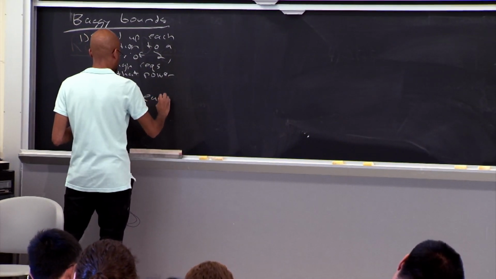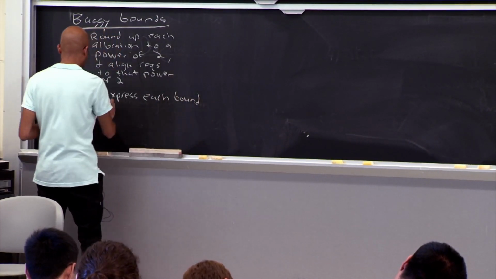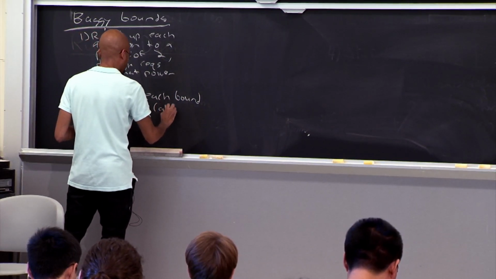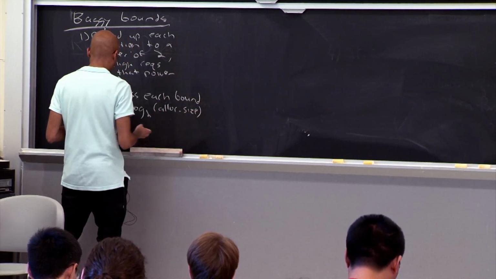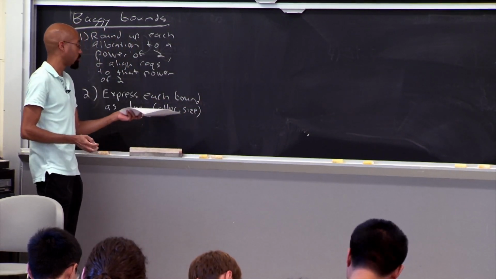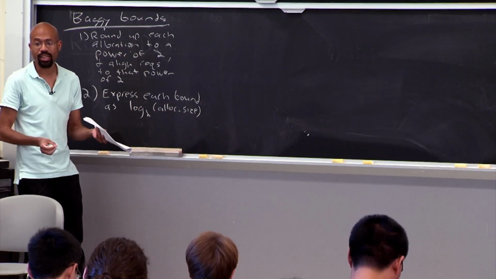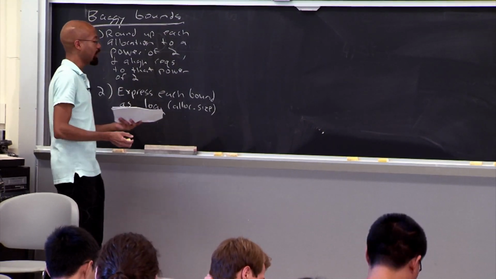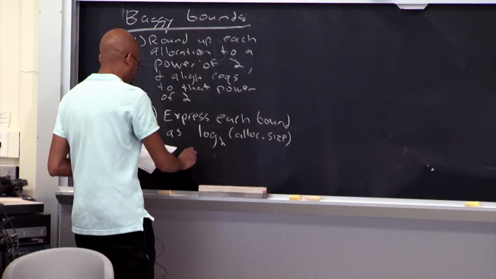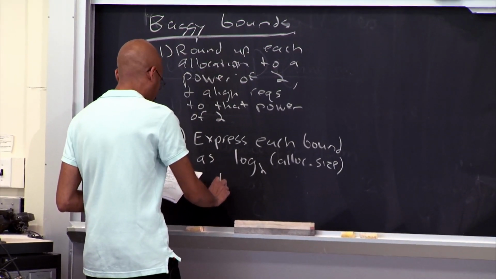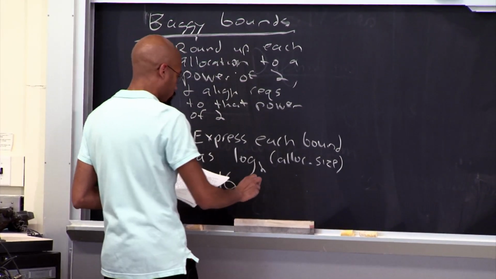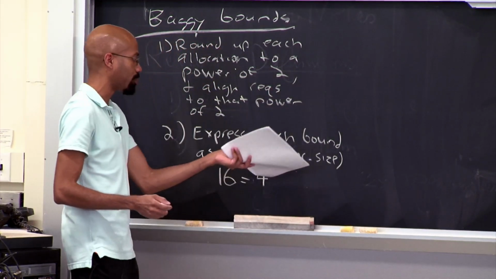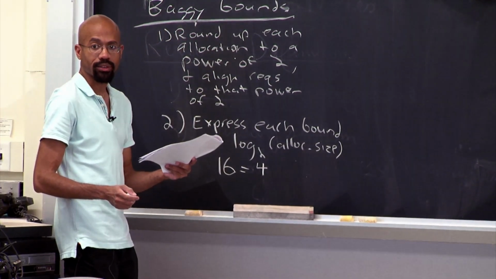And so the second thing that's going to happen in the baggy bound system is you express each bound as log base 2 of the allocation size. And why can we do this? Well, once again, all of our allocation sizes are powers of 2. So we don't need very many bits to represent how big a particular allocation size is. For example, if your allocation size is 16, then you just need the logarithm of that, 4 bits, to represent the allocation size. Does that make sense?